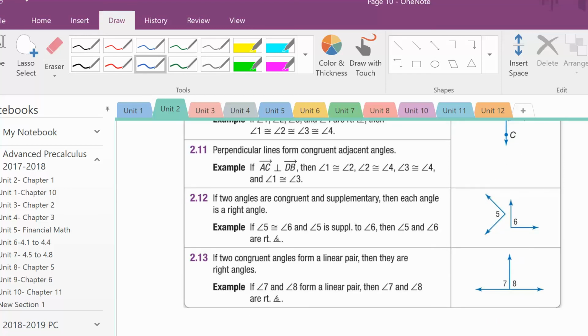All right angles are congruent. If two angles are congruent and supplementary, then each angle is a right angle, because if they add up to 180, and notice one's 90, then the other one has to be 90. So if they're supplementary and congruent, that means they're both right angles. If two congruent angles form a linear pair, then they are right angles, right? Because if they add to 180 and they're congruent, then they have to be 90 and 90.